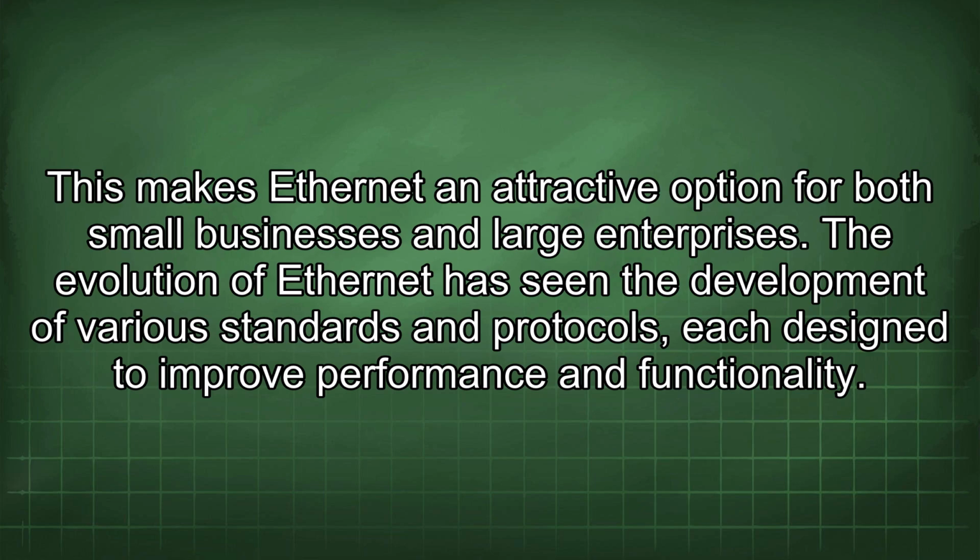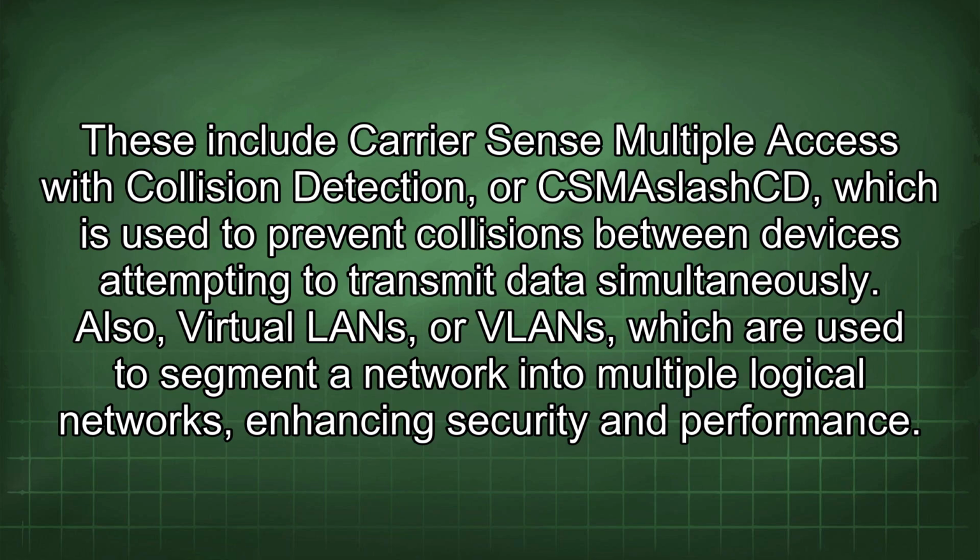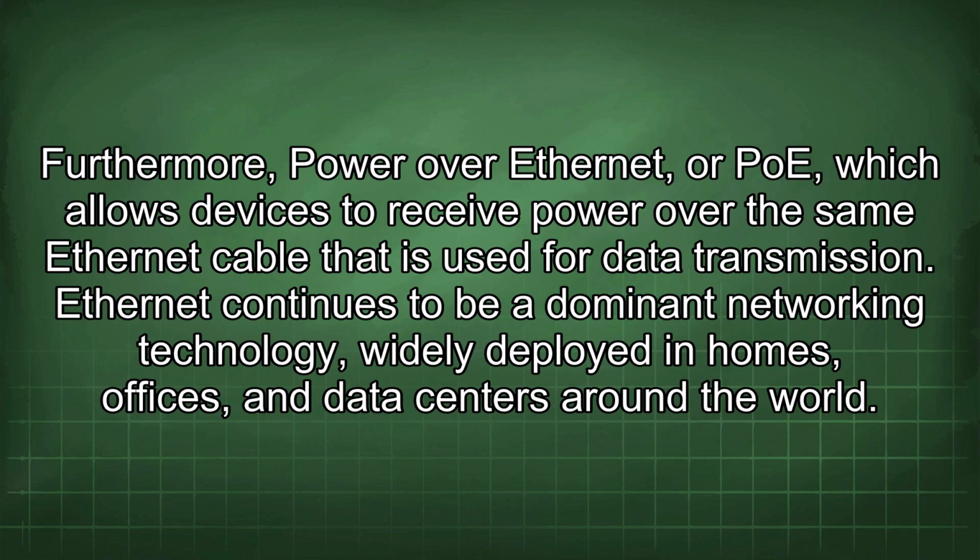The evolution of Ethernet has seen the development of various standards and protocols, each designed to improve performance and functionality. These include Carrier Sense Multiple Access with Collision Detection, or CSMA/CD, which is used to prevent collisions between devices attempting to transmit data simultaneously. Also, Virtual LAN, or VLANs, which are used to segment a network into multiple logical networks, enhancing security and performance. Furthermore, Power over Ethernet, or PoE, which allows devices to receive power over the same Ethernet cable that is used for data transmission.